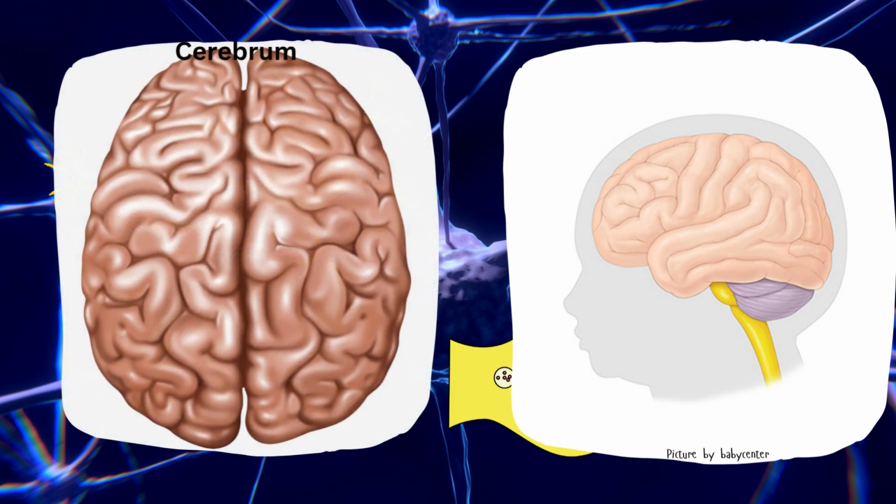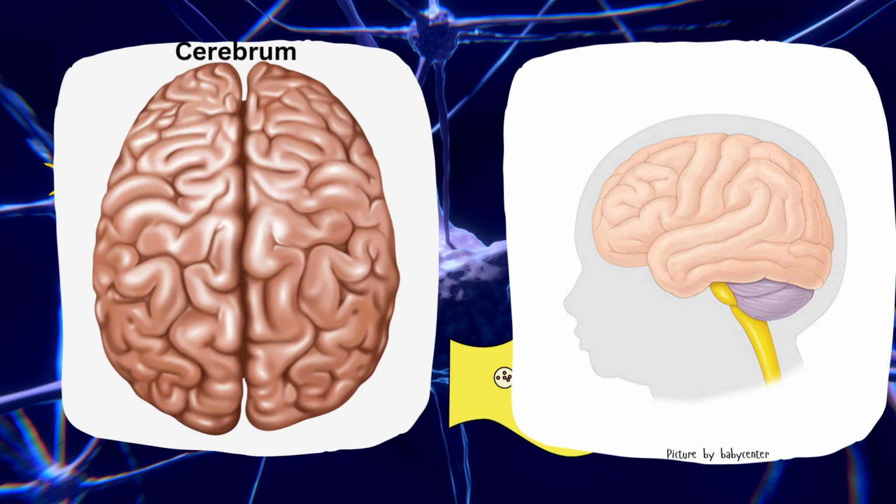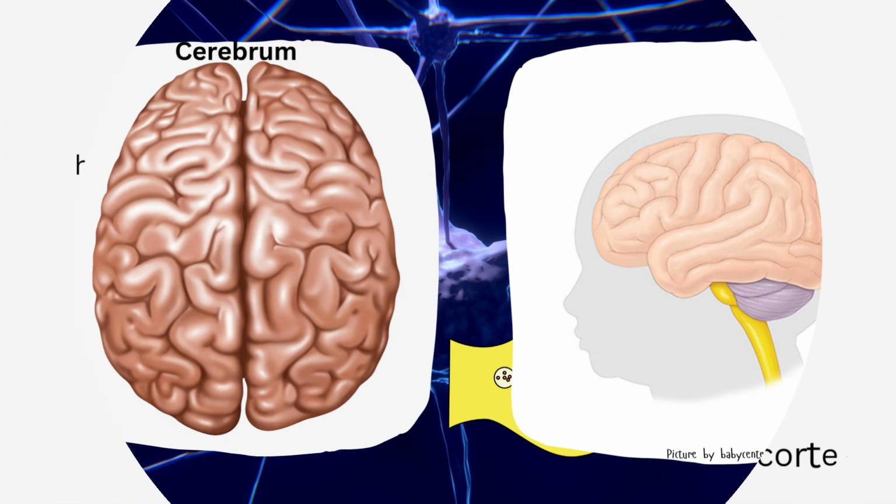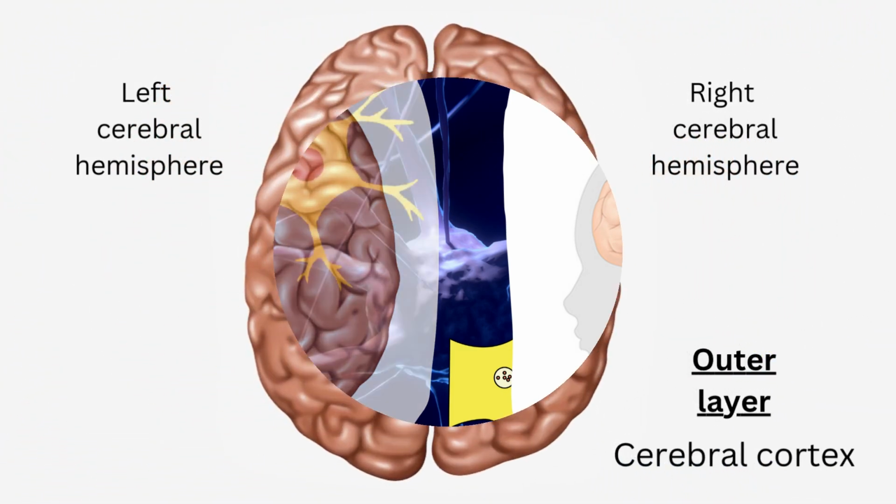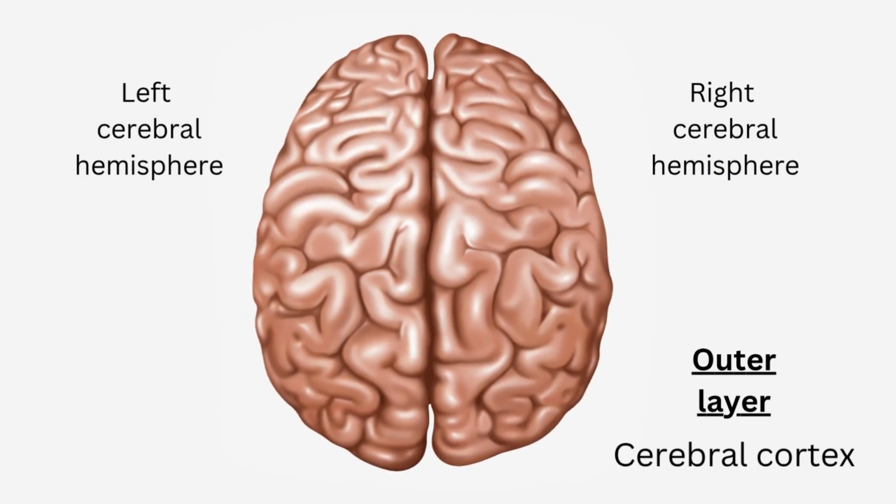Here is an image of the brain from above. This is known as the cerebrum, and is the largest area of the brain. So looking down at the brain from above, you can see that it is formed in 2 halves, called the left and right hemispheres. We then have the outer layer, which is called the cortex, also referred to as the cerebral cortex. This is around 2 to 4 millimeters thick.